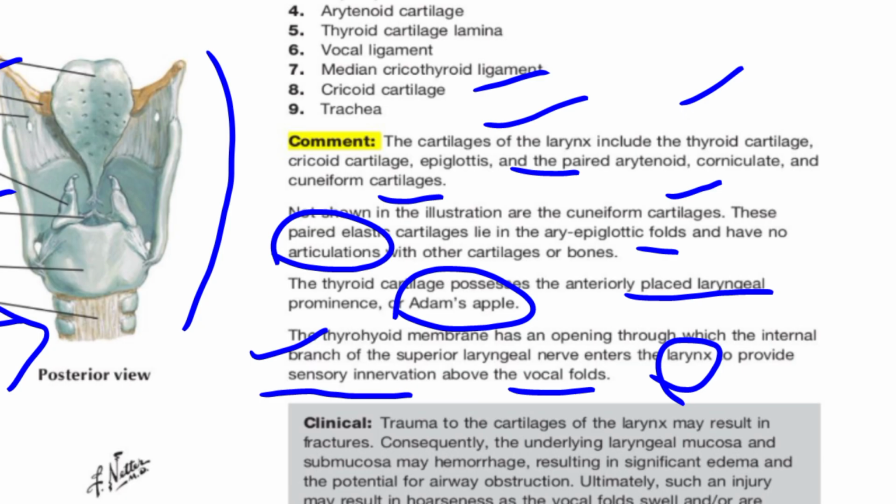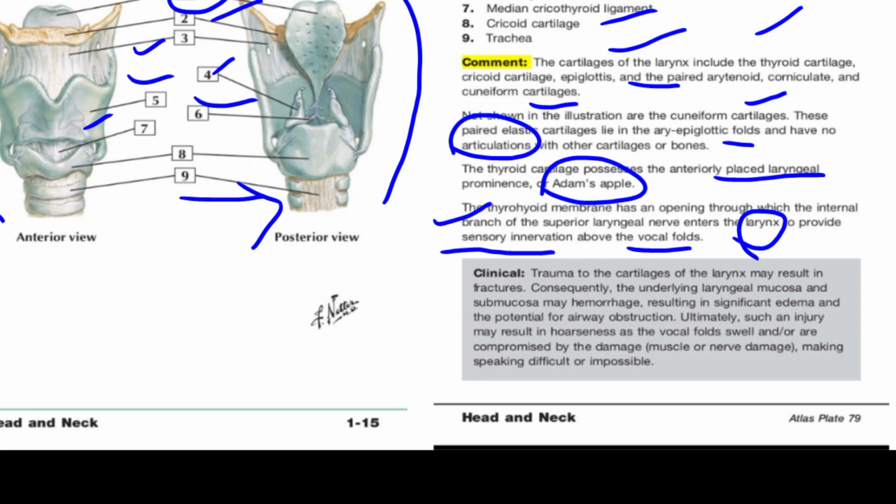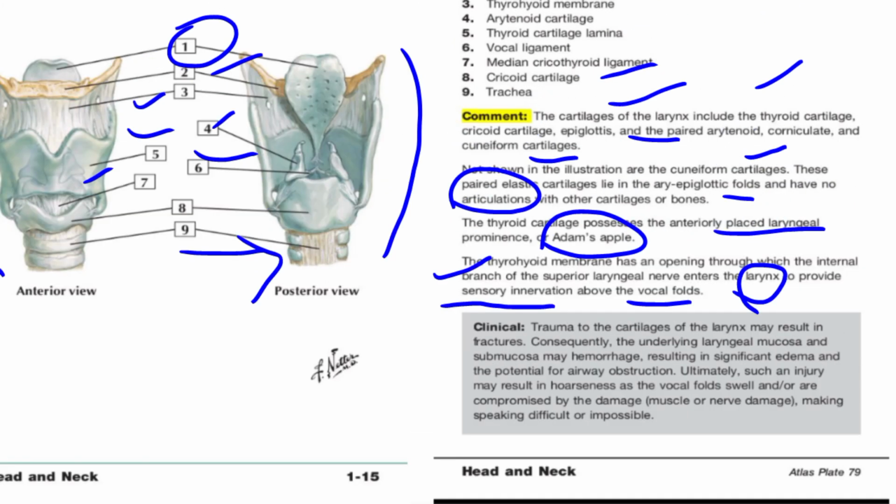Next, we will discuss the clinical aspects. If there is any trauma to the cartilage of the larynx, it may result in a fracture. Consequently, the underlying laryngeal mucosa and submucosa may hemorrhage, resulting in significant edema and the potential for airway obstruction.